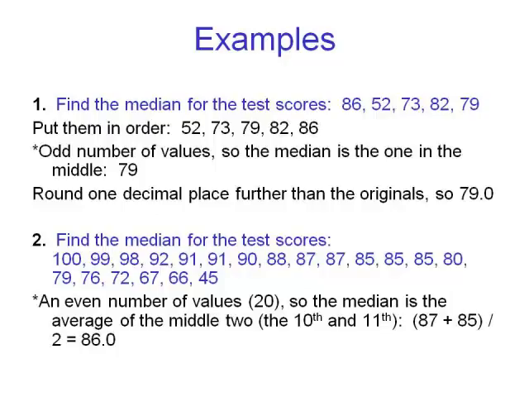Now these aren't in increasing order, but they are in decreasing order, so we can still use the list the way it's written. So if you go over and find the 10th and the 11th in the list, that would be 87 and 85. So we're going to go ahead and add those up and divide by 2. And again, even though that comes out even, we do need to have 1 decimal place in our answer, so we'll add a 0.0 on the end.